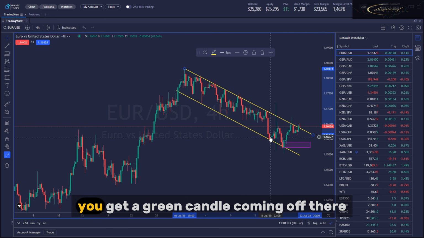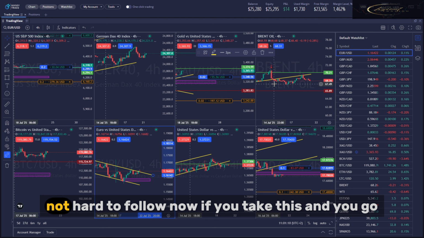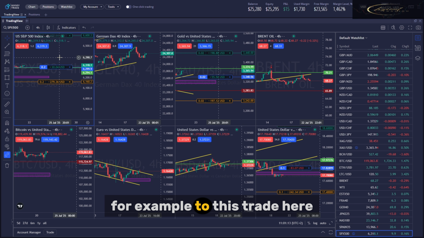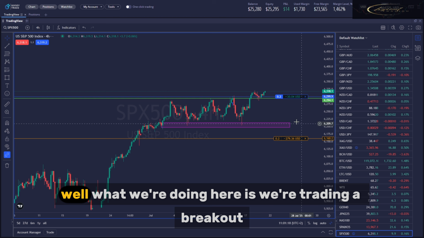You get it in the trend, you get a green candle coming off there, high probability to the upside. In the trend, not difficult, not hard to follow. Now, if you take this and you go, for example, to this trade here, and you look at it and think, well, what are we doing here? Well, what we're doing here is we're trading a breakout.